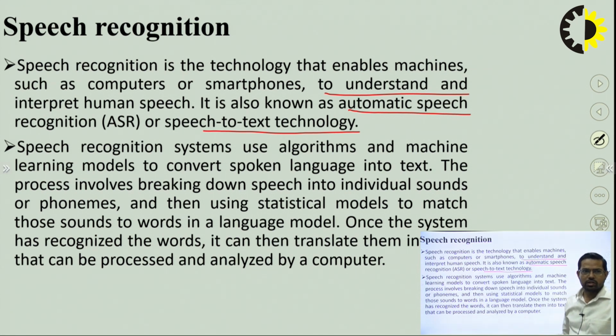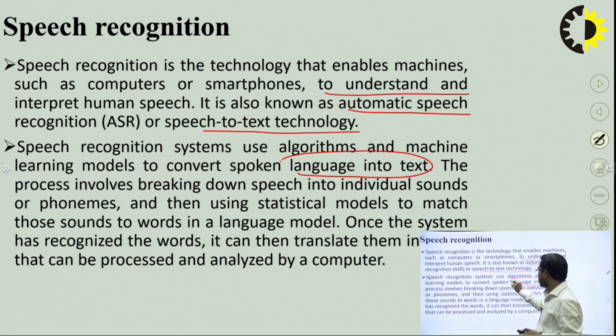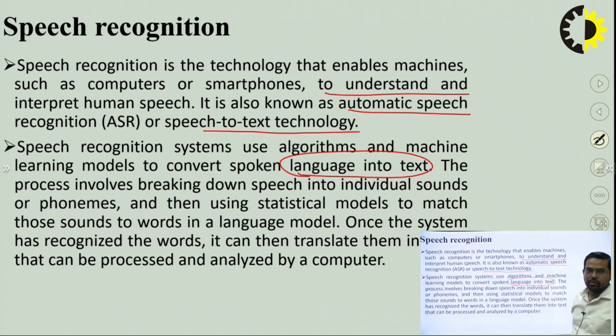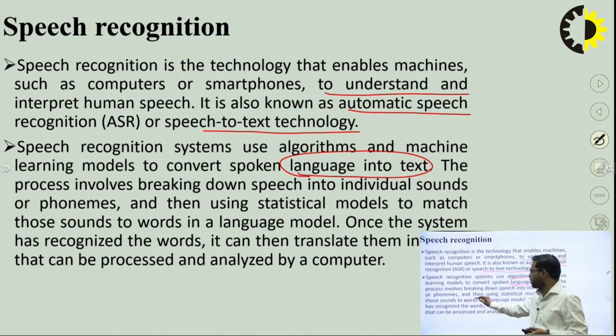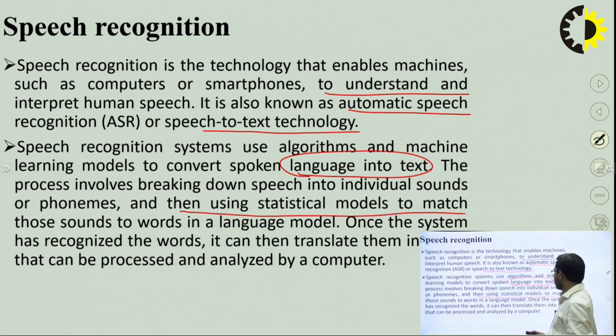So a speech recognition system uses algorithms and machine learning models to convert language into text. What are the steps behind it? First is machine learning. Machine learning is basically supervised, unsupervised, and semi supervised learning, and also reinforcement learning. The process involves breaking down speech into individual sounds or phonemes, and then using statistical models to match those sounds to words in a language model.